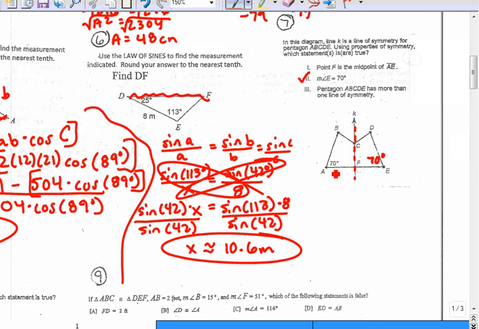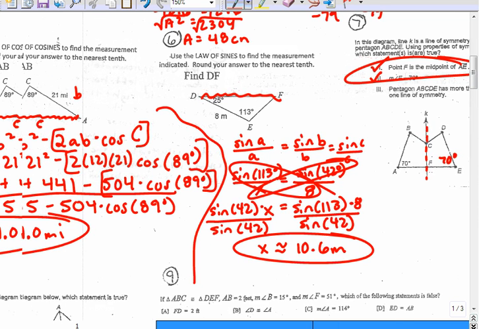All right, point F is the midpoint of AE. Well, A has to match up with E, so yes, that has to be true. And then this asks whether it has more than one line of symmetry. And it does not appear to have more than one line of symmetry. There's no other way to fold this, so it's just 1 and 2.